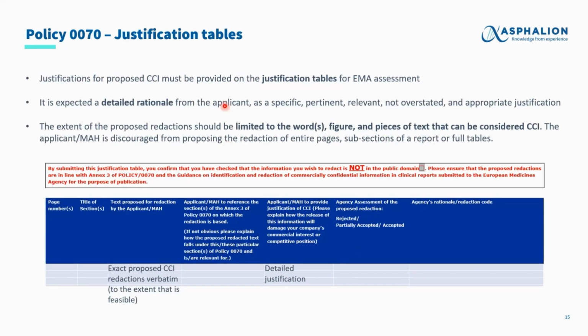So the justification tables are the specific documents where the justifications for the proposed CCI must be provided to the EMA. There is a very in-depth assessment of the justifications for CCI proposals, and the EMA expects a very detailed rationale from the applicant for all the pieces of information that are classified as CCI and that they want to redact from the documents that will be disclosed. So this is a specific template where the exact proposed CCI verbatim must be included with the pages, title of sections and everything, and a very detailed justification must be included.